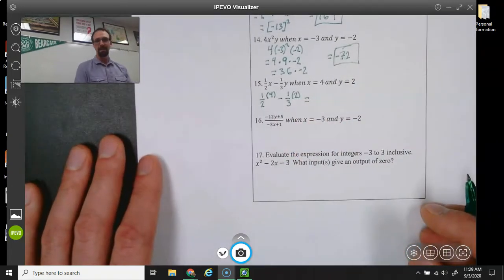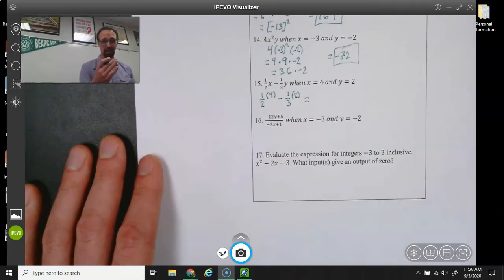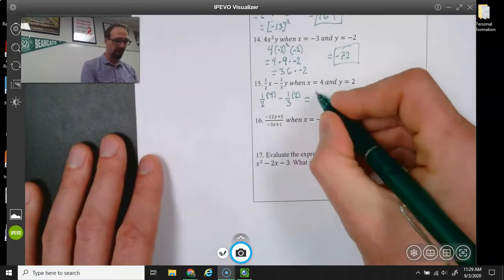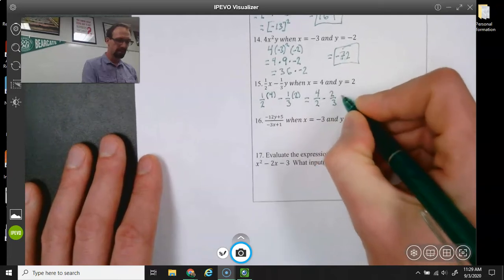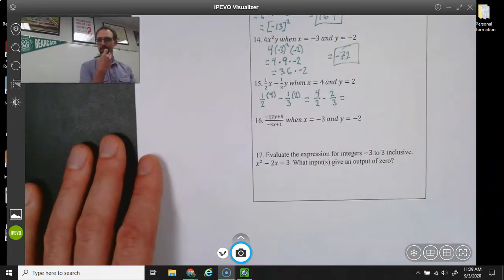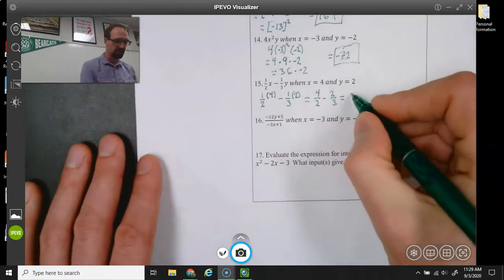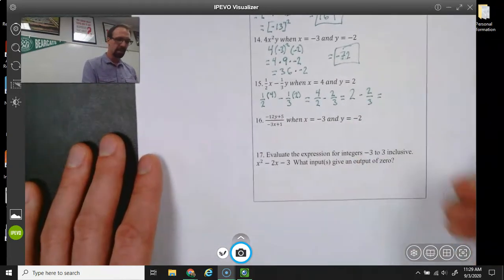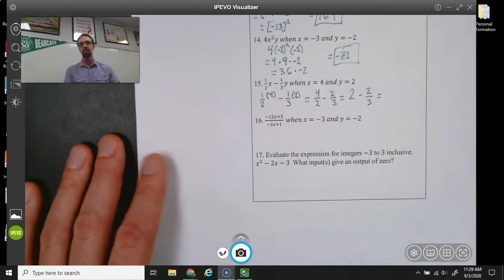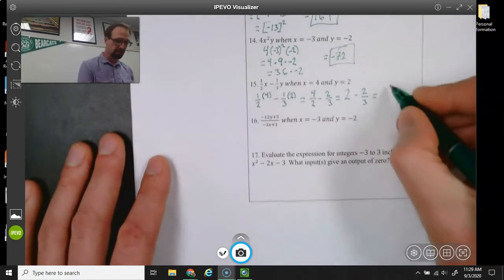So what is happening here is that we're just multiplying. When you multiply fractions, you just multiply straight across. So this is 4/2 minus 2/3. 4/2 can be simplified. I'm going to do that first. 4/2 is actually 2. So I have 2 minus 2/3. Now if I subtract 2/3 from 2, I am left with 1 1/3, or 4/3.